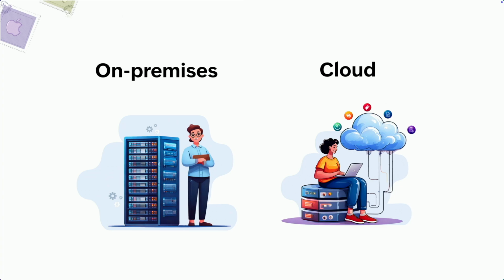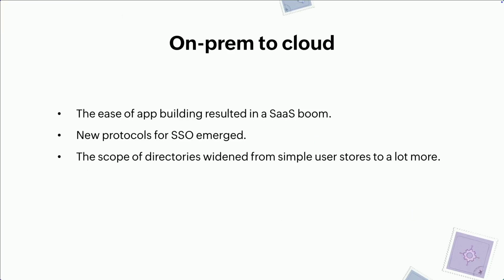And the financial decision makers of the enterprises also loved it. They did not have to stack the servers. If needed, they can buy it on demand and so many other things. So what happened during this stage is that the ease of app building resulted in something called a SaaS boom. You could see a lot of SaaS products coming up. You can see that now too, right? There are so many apps out there.